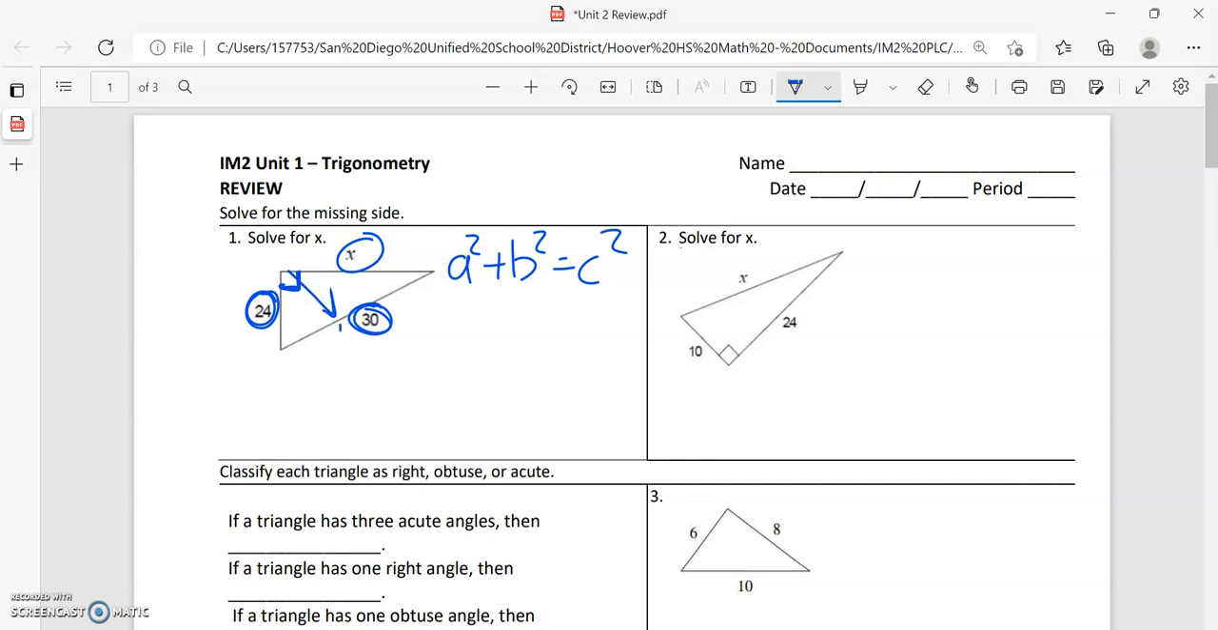Identify our hypotenuse in every single right triangle, and that will be our c. And the other two sides, our x and 24, can go either in a or our b. And then we proceed to solve. I actually forget what these are. 24 squared is 576. This one I do know.